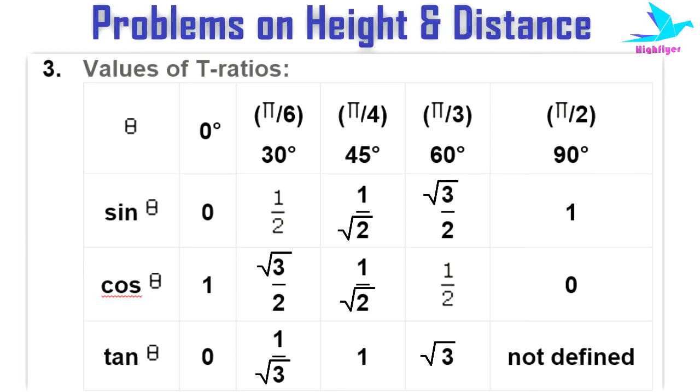Then let's see cos theta. Cos 0 equals 1. Cos 30 is equal to root 3 by 2. Cos 45 is equal to 1 by root 2. Cos 60 is equal to 1 by 2. And cos 90 equals 0.